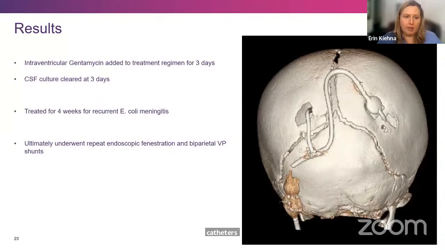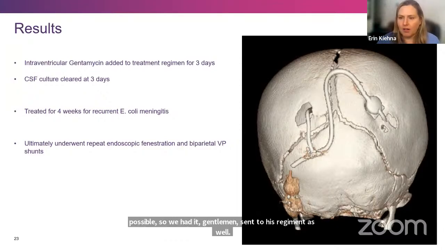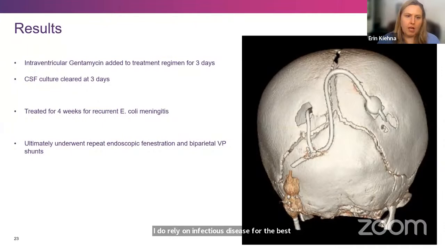So we added gentamicin to his regimen as well. I do rely on infectious disease for the best antibiotics and the dosing for each individual patient. We treated him for 4 weeks for his recurrent meningitis, ultimately underwent endoscopic fenestrations. And as hard as I tried, he basically needed 2 catheters at the end of the day.